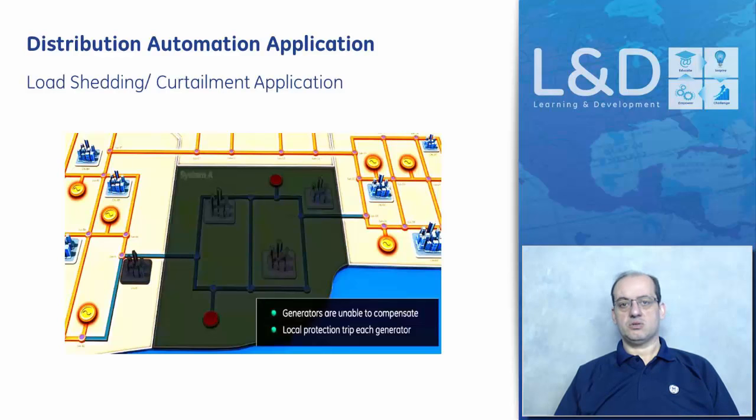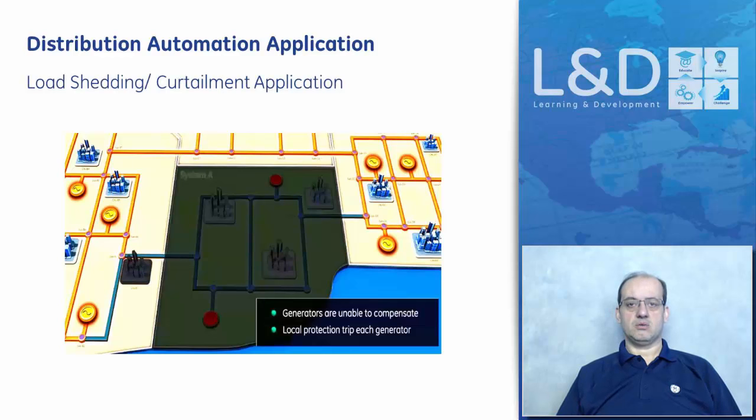Sometimes you cannot just shift the load to a different source because all the sources are overloaded. As such, you would have to shed off that load, and that's what a load shedding or curtailment application does. It takes an entire zone or area out of power in order to minimize the load on the entire grid.